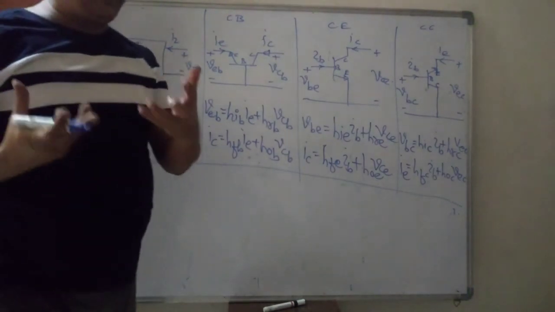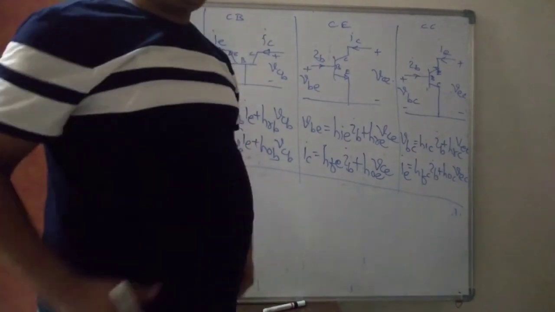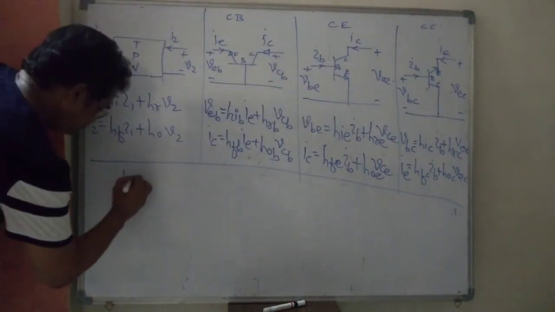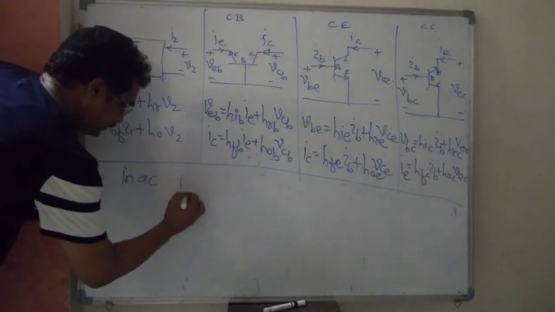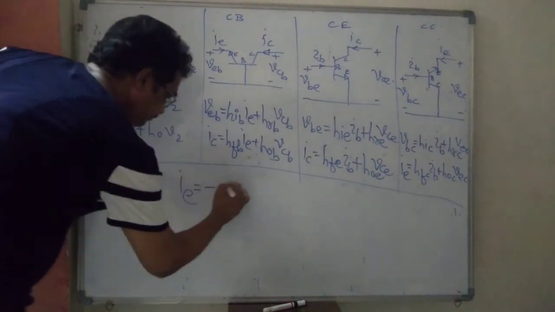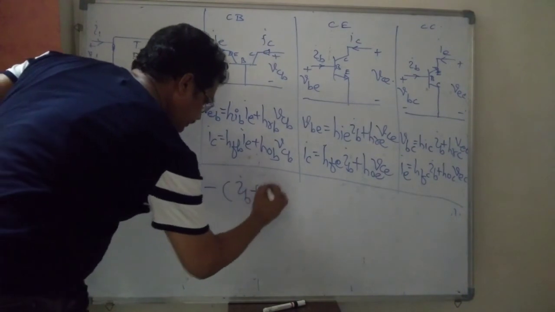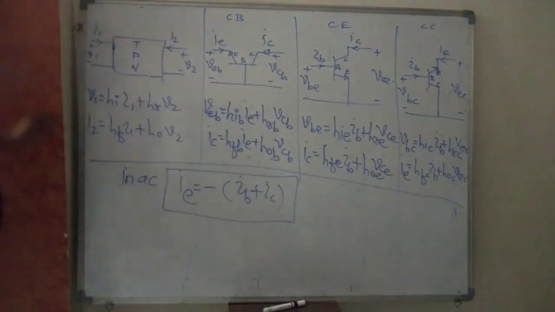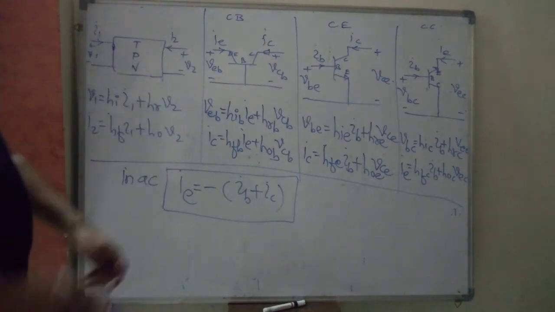Now, in DC, we have studied that IE is equal to IB plus IC. Emitter current is base current plus collector current. In AC, IE is equal to minus of IB plus IC. Keep this in mind. IE is equal to minus of IB plus IC. This will be required in coming articles.